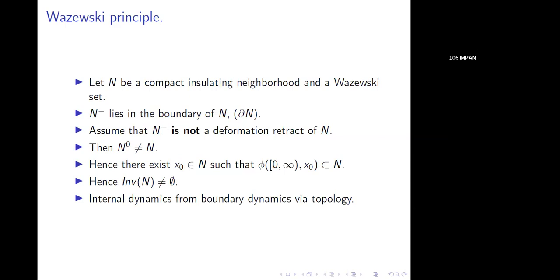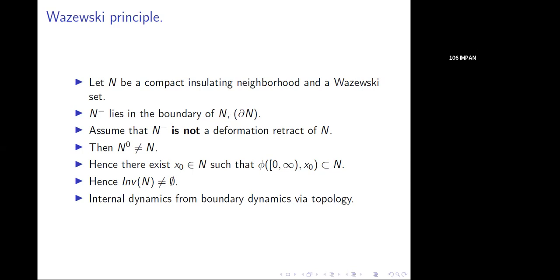Well, let's think about the following setup. Let N be a compact isolating neighborhood. It means that the invariant part of the set N is contained in the interior of N. And moreover, I assume that N is a Wazewski set. And it's quite straightforward to see that N minus, the collection of points that leave immediately, has to lie on the boundary of N.